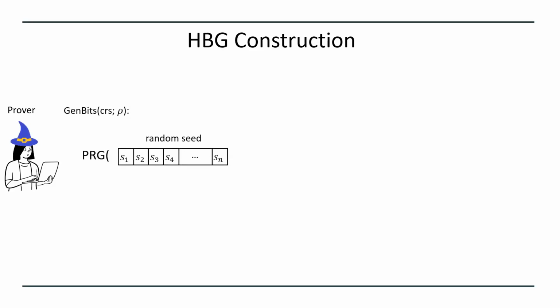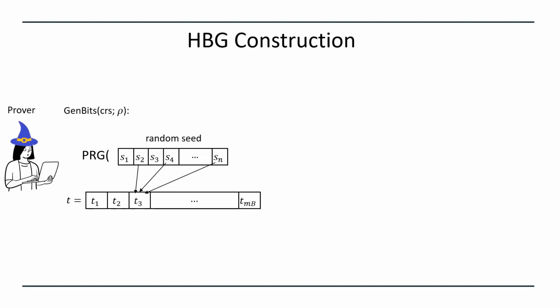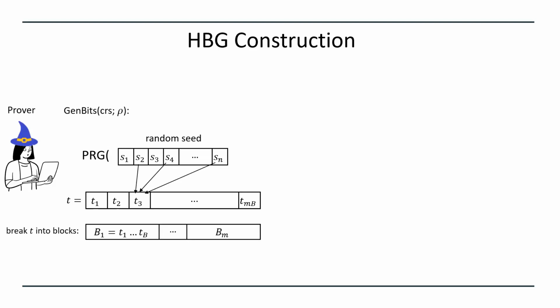So the prover is going to sample a PRG seed and run the PRG on it to get some longer string T. And then it's going to take this long string T and break it up into blocks of length B. So we're going to have M blocks, B_1 through B_M. And then we're going to apply a randomness extractor to each of these blocks to get basically a hidden bit string R_1 through R_M, where each extractor on a block corresponds to a bit of the string.